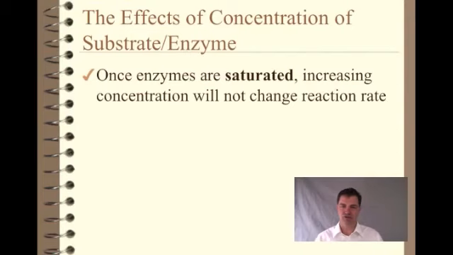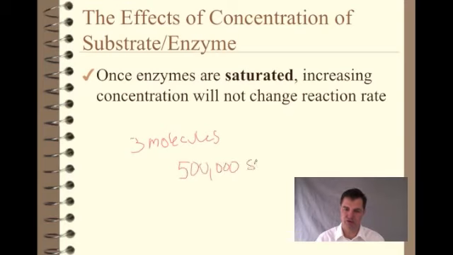The other thing is once your enzymes are saturated. So if you have a certain amount of enzyme, let's say you have 3 molecules of an enzyme, and you have 500,000 substrate molecules. These 3 are working as fast as they can to change the substrate into the product. Well, if you double up the substrate and make it 1,000,000 molecules, for example, it's not going to go any faster because your enzyme's all being used up at that point.